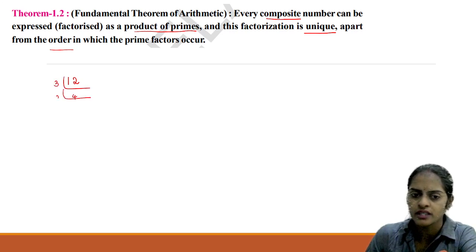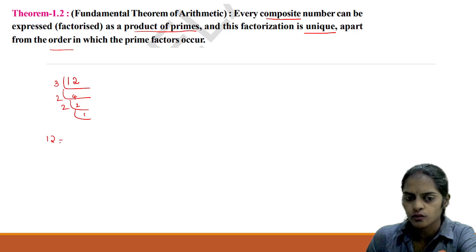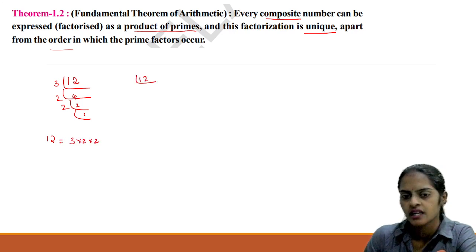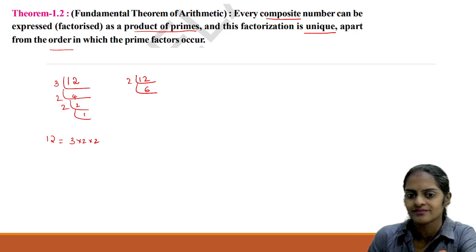So 3 fours are 12, 2 twos are 4, and 1 one. So one prime factorization is 3 into 2 into 2. Another prime factorization: suppose I take 2 sixes are 12, then if I would like to take 3, I can. So 3 twos are 6 and 2 ones are 2. So 12 I can write as 2 into 3 into 2.